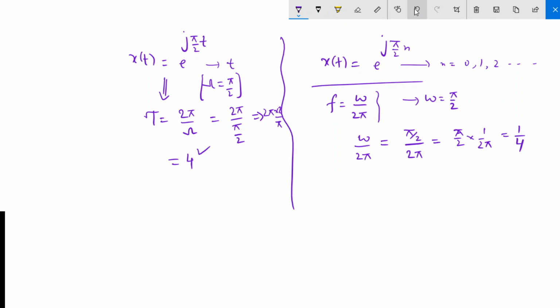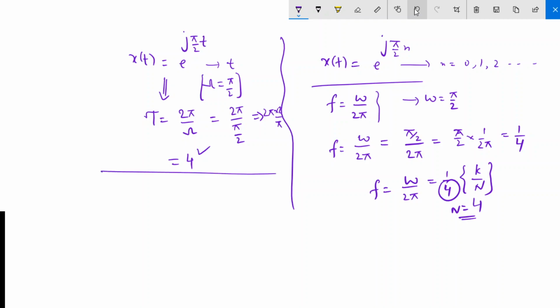Now I have expressed f, which was omega by 2 pi, as 1 by 4, which is a ratio of two integers, in the form k by n. So what is the time period? N, that is the denominator. So the time period for this is nothing but 4. So both the signals repeat: this repeats after 4 seconds, this repeats after 4 samples.